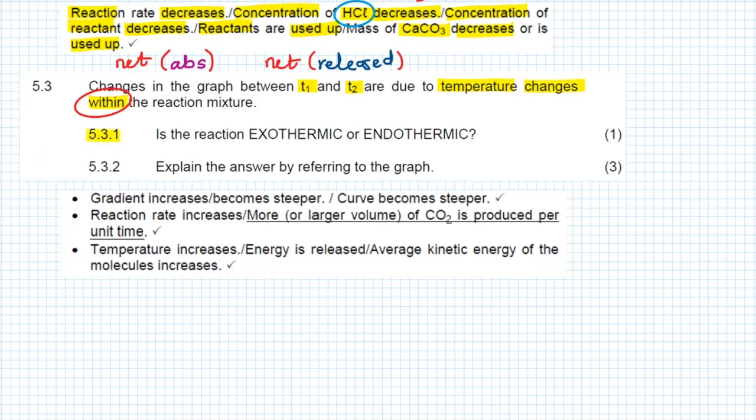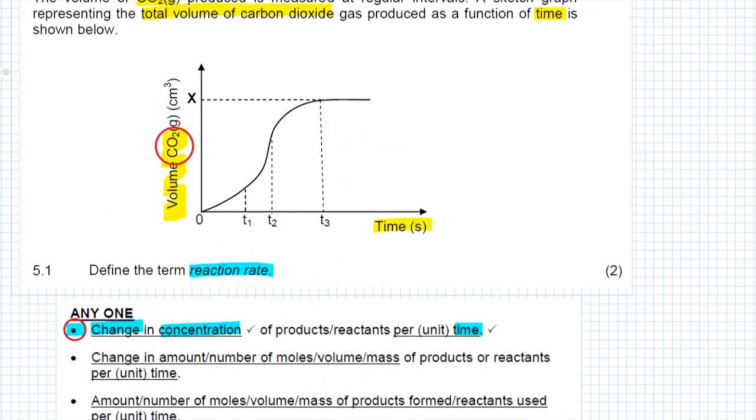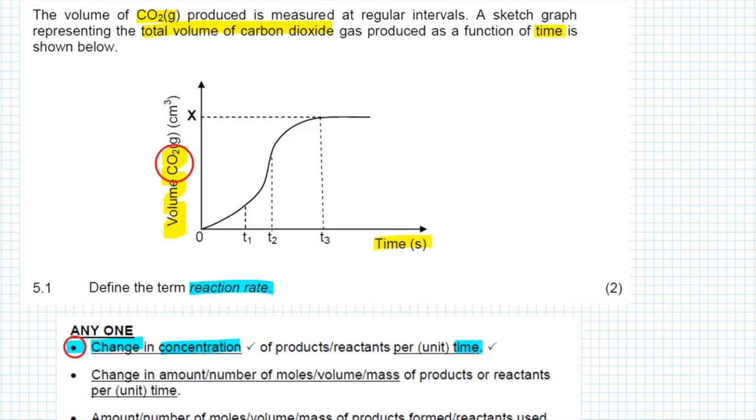Question 5.3.1 says, is the reaction exothermic or endothermic? We know that an exothermic reaction will be one where there is net energy being released, and therefore the temperature will become higher. An endothermic reaction has a net absorption of energy, and therefore the temperature of this reaction mixture will become colder. Let's go and take a look at the graph to see what happens between time T1 and T2. We see that there is a sharp increase in the gradient of the curve between time T1 and T2.